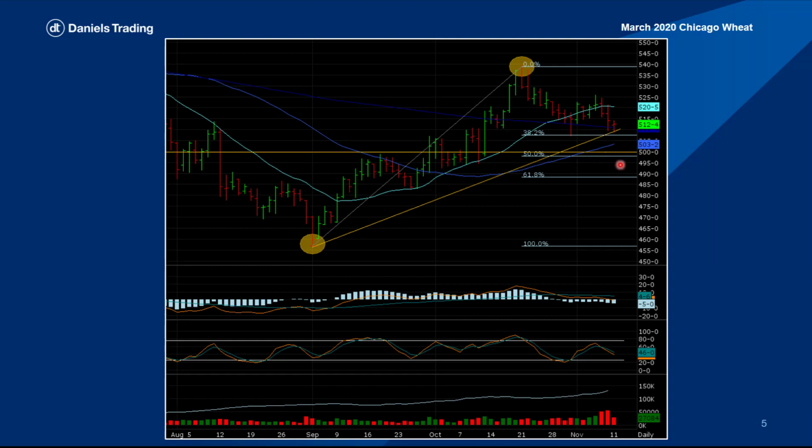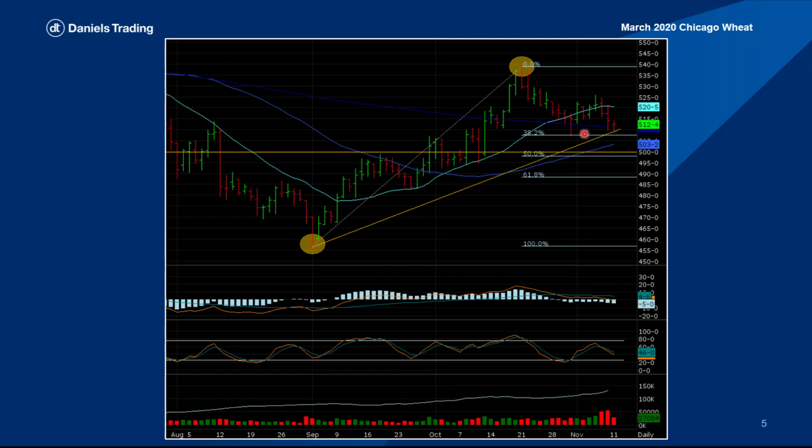Set up that number 2 point, and then look for a hook back up, maybe using that fish hook pattern to get back into this market to the upside. First target could be this 540 price level, this number 2 point. Right now, the 20-day moving average is angled down. We'd like to see that hook up as well.